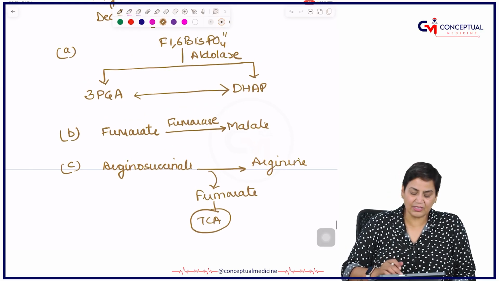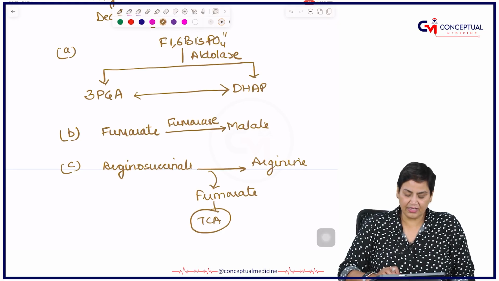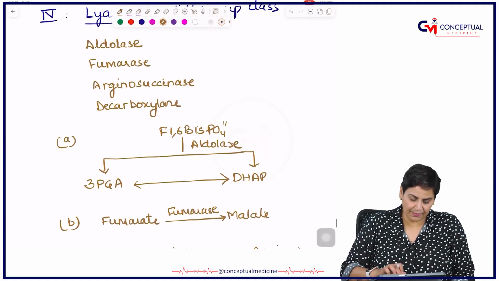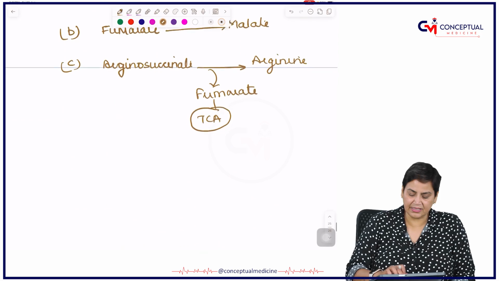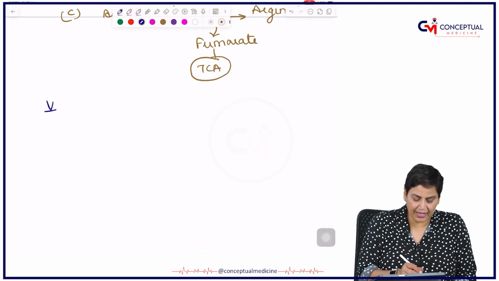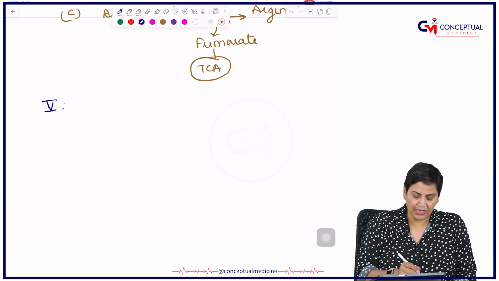And decarboxylase, there are so many reactions in which one carbon atom is given out, whether it is, you can say, histidine to histamine, it is decarboxylation. So this is type 4 lyases. Then we come over to type 5. So the fifth class is isomerases.